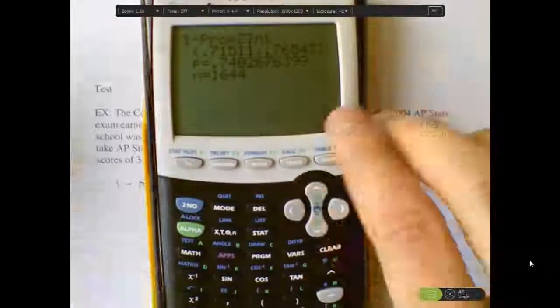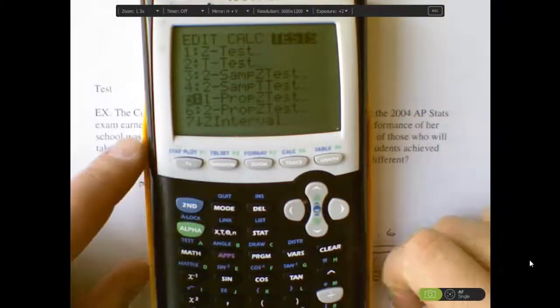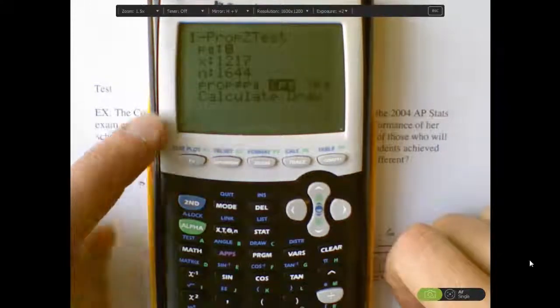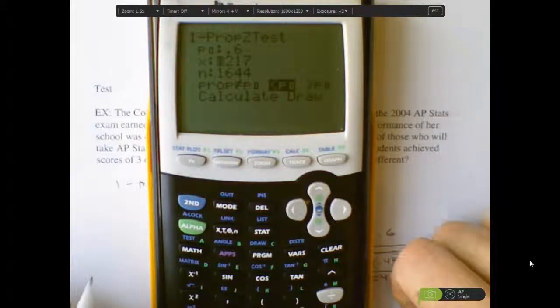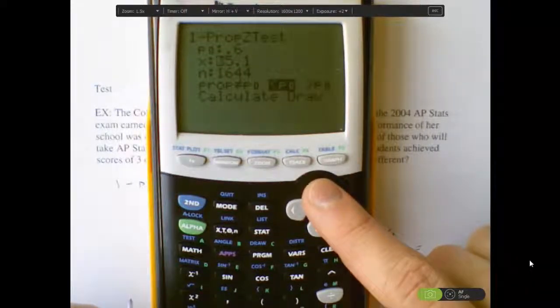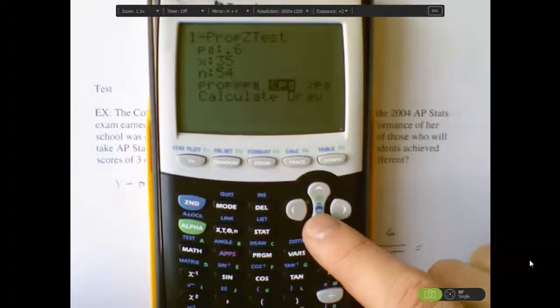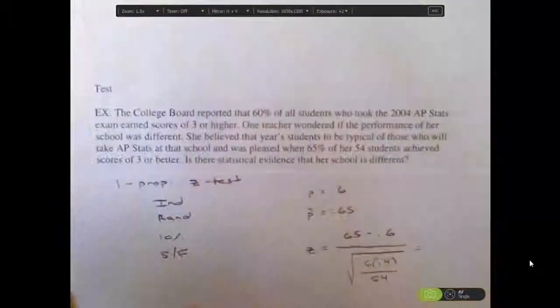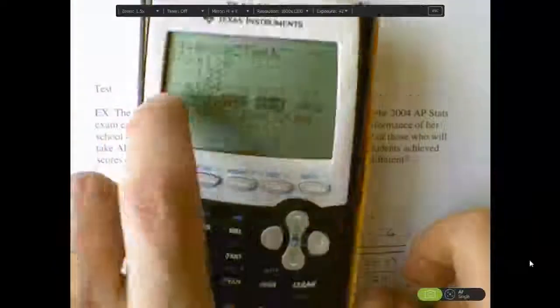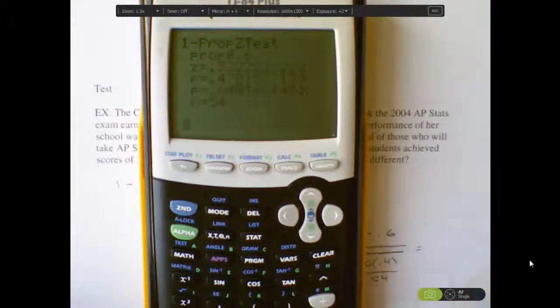So let's get that from the calculator. Stat test, one proportion Z test. The null is 0.6. The number of successes, so this is 0.65, 65% of the 54 students earned a 3 or higher. Again, this needs to be an integer. Round that to the nearest integer, which is 35. Sample size is 54. The alternative, she wanted to know, is there evidence that her school is different? Implying a two-tailed test, and calculate.